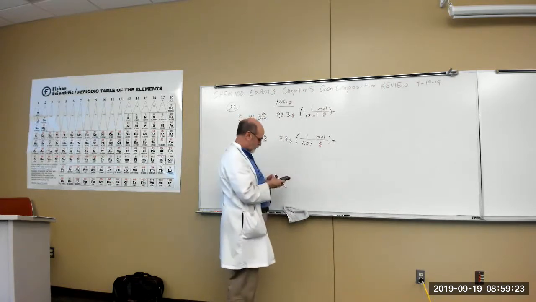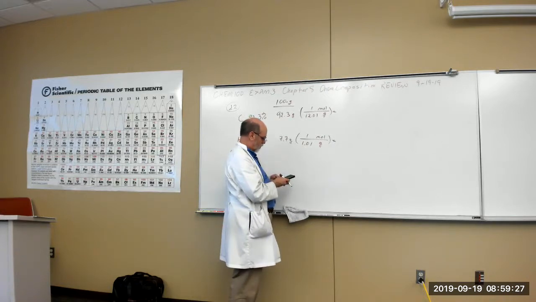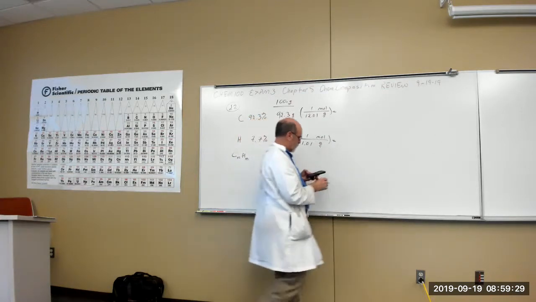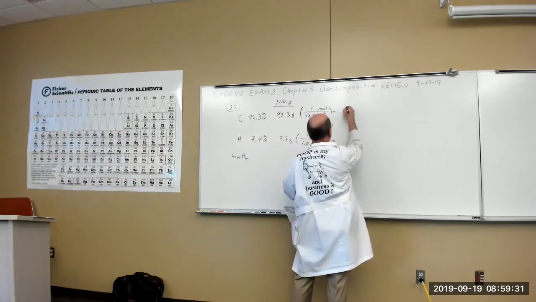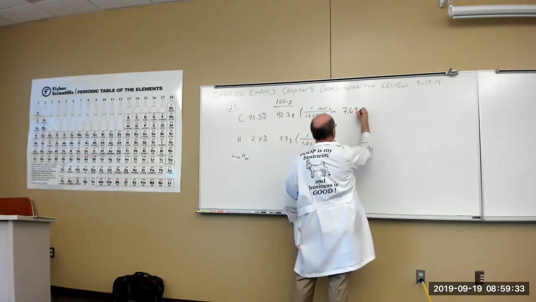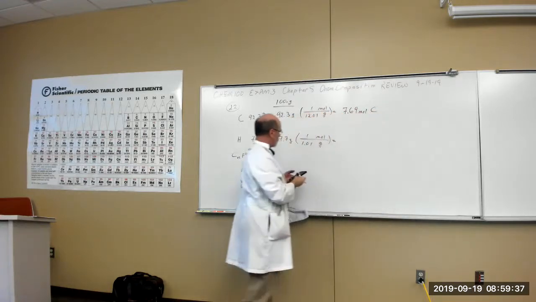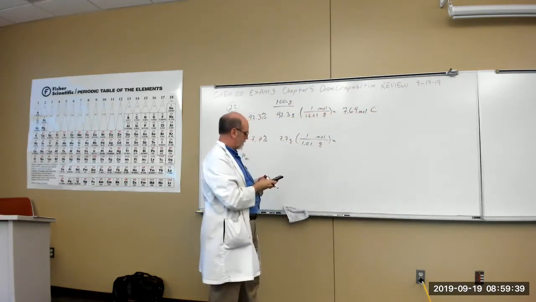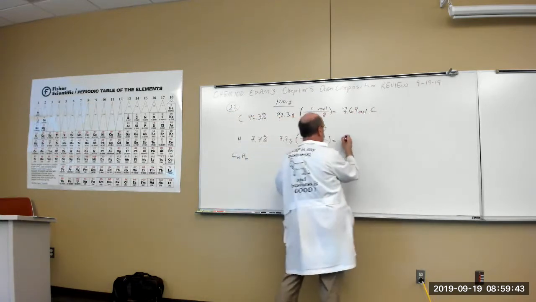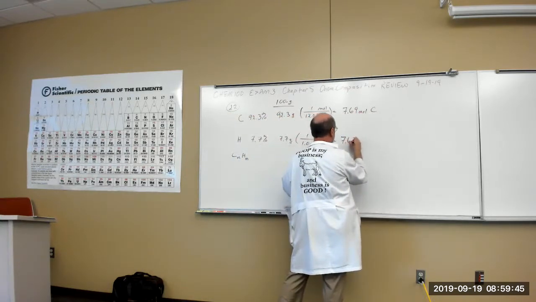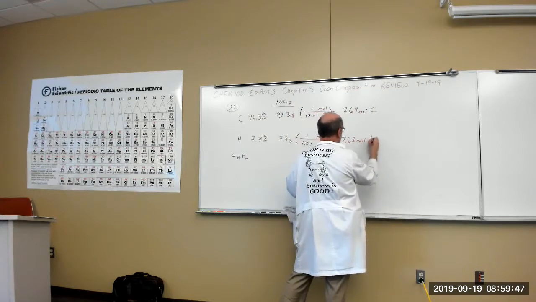So 92.3 divided by 12.01 is 7.69. That's moles of carbon. And 7.7 divided by 1.01 is 7.62. Hydrogen.